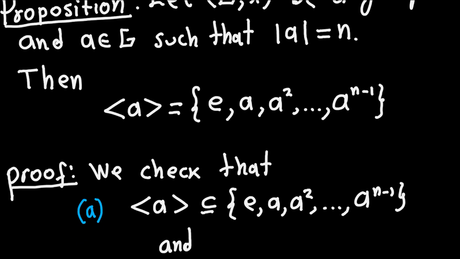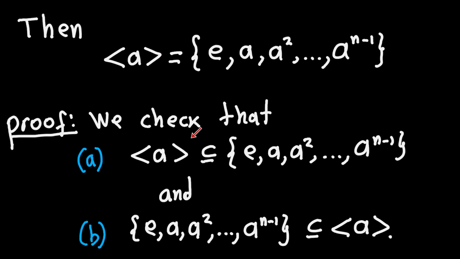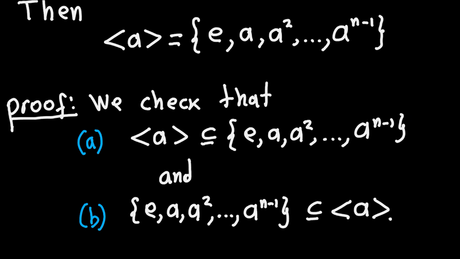Now, the idea for the proof of this proposition is the following. These are two sets: the subgroup generated by A and this list of elements. To show that these two sets are the same, we're going to show that the subgroup generated by A is included in this list and the other way around. In general, this is what you do when you have two sets and you want to show that they are the same.